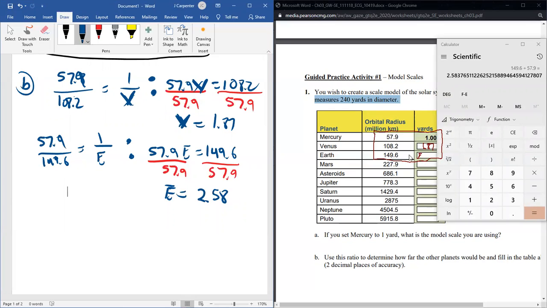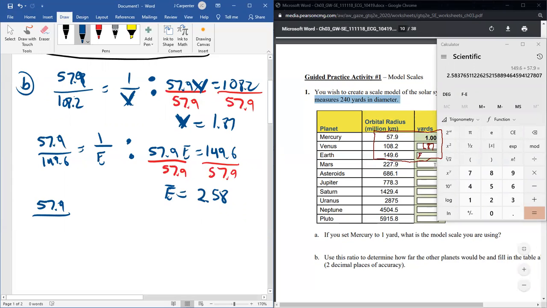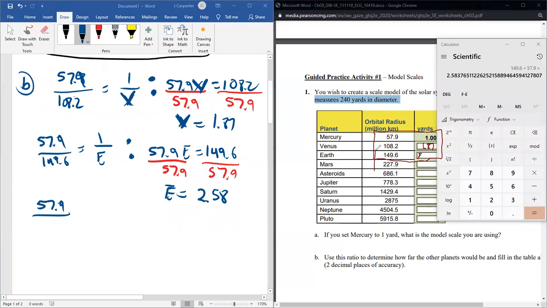So 2.58 yards is how far away Earth would be. And then if you wanted to do Mars, you can see that you're going to end up doing 57.9 over, so just imagine extending the box down to here. The top row just keeps getting used. Now you don't have to. I could draw my box this way if I wanted to, because now I have the Earth number. I could certainly draw this as my box.